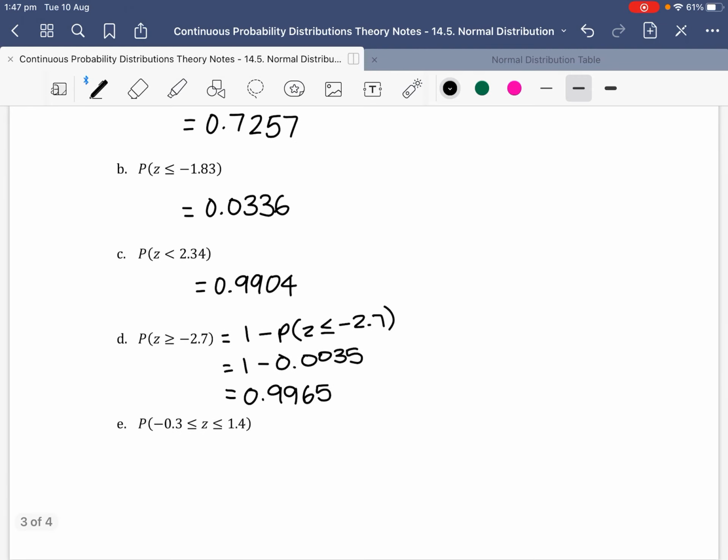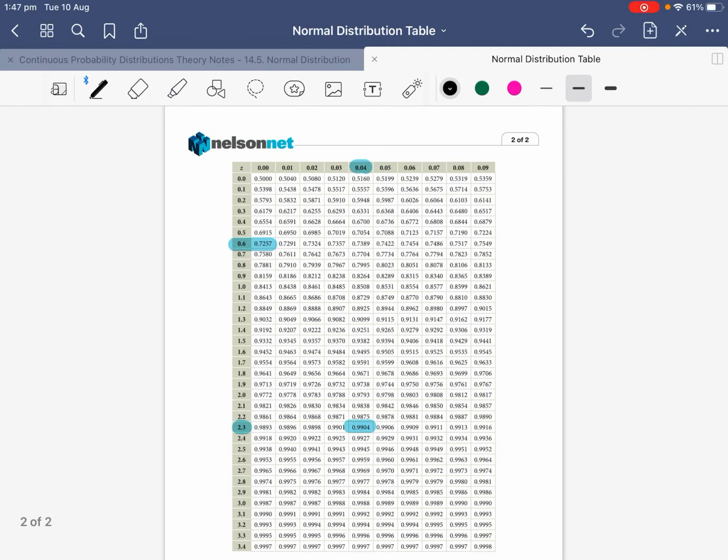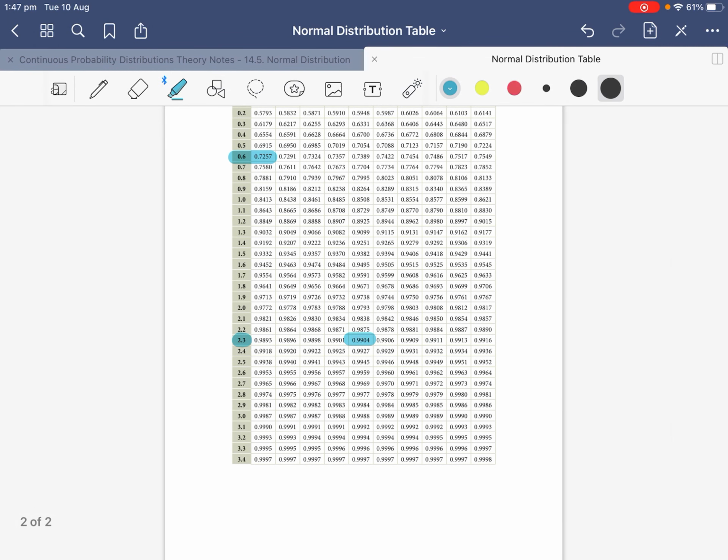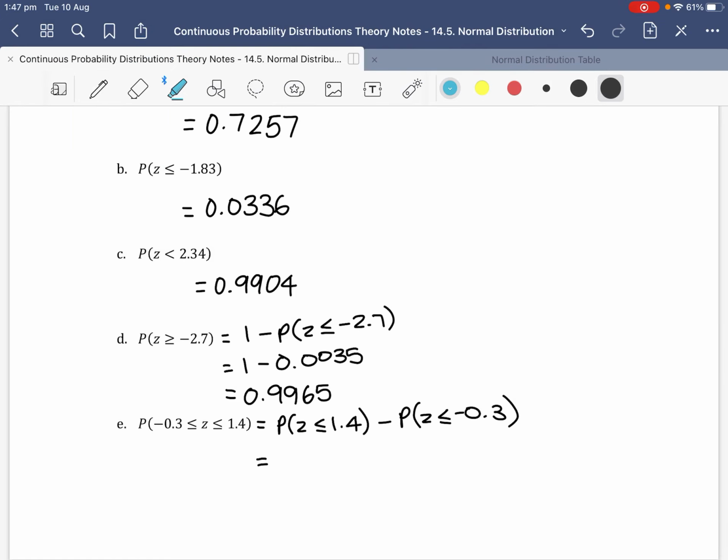0.9965. For our last one, we have the probability of minus 0.3 is less than or equal to z is less than or equal to 1.4. So what this equals is the probability of z is less than or equal to 1.4, take away the probability of z is less than or equal to minus 0.3. So we need to find these two values. So we go to 1.4. There was no extra decimal point. So we're just talking about this value here of 0.9192.